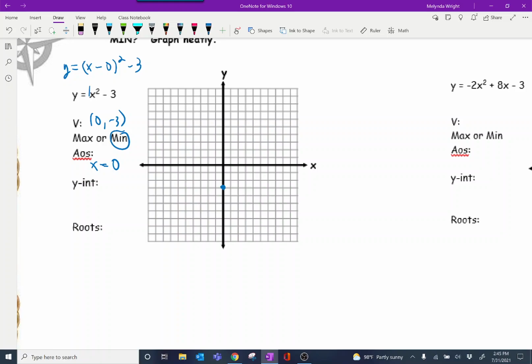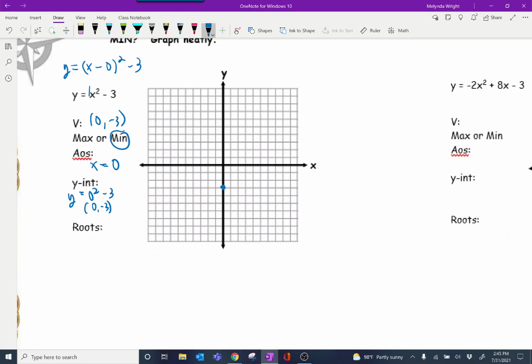Remember, to get your y-intercept, what would you do? What are all of the x values on the y-axis? They're all 0, right? So we would plug in a 0 for x to get our y-intercept, which is basically the point (0, -3). Okay, good.